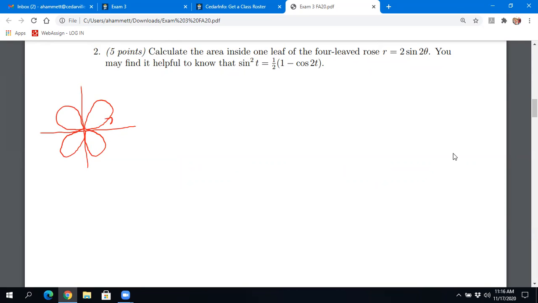And this first petal gets traced for 0 less than or equal to theta less than or equal to pi over 2. Okay. So if I want the area inside of this first petal, let me call that A. A is going to be, now remember, there's a 1/2 out front, the integral from 0 to pi over 2 of r squared d theta. That was the formula for area inside of a polar region.